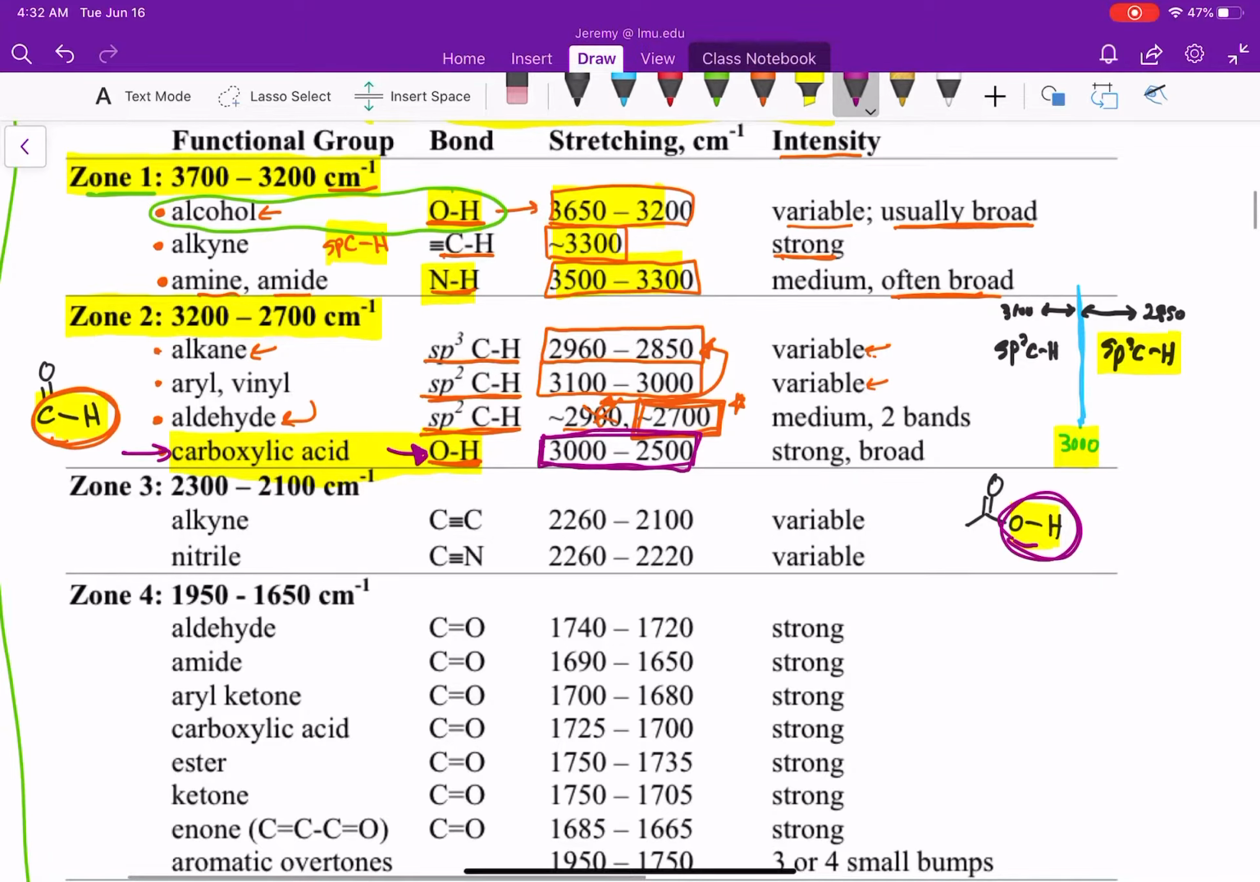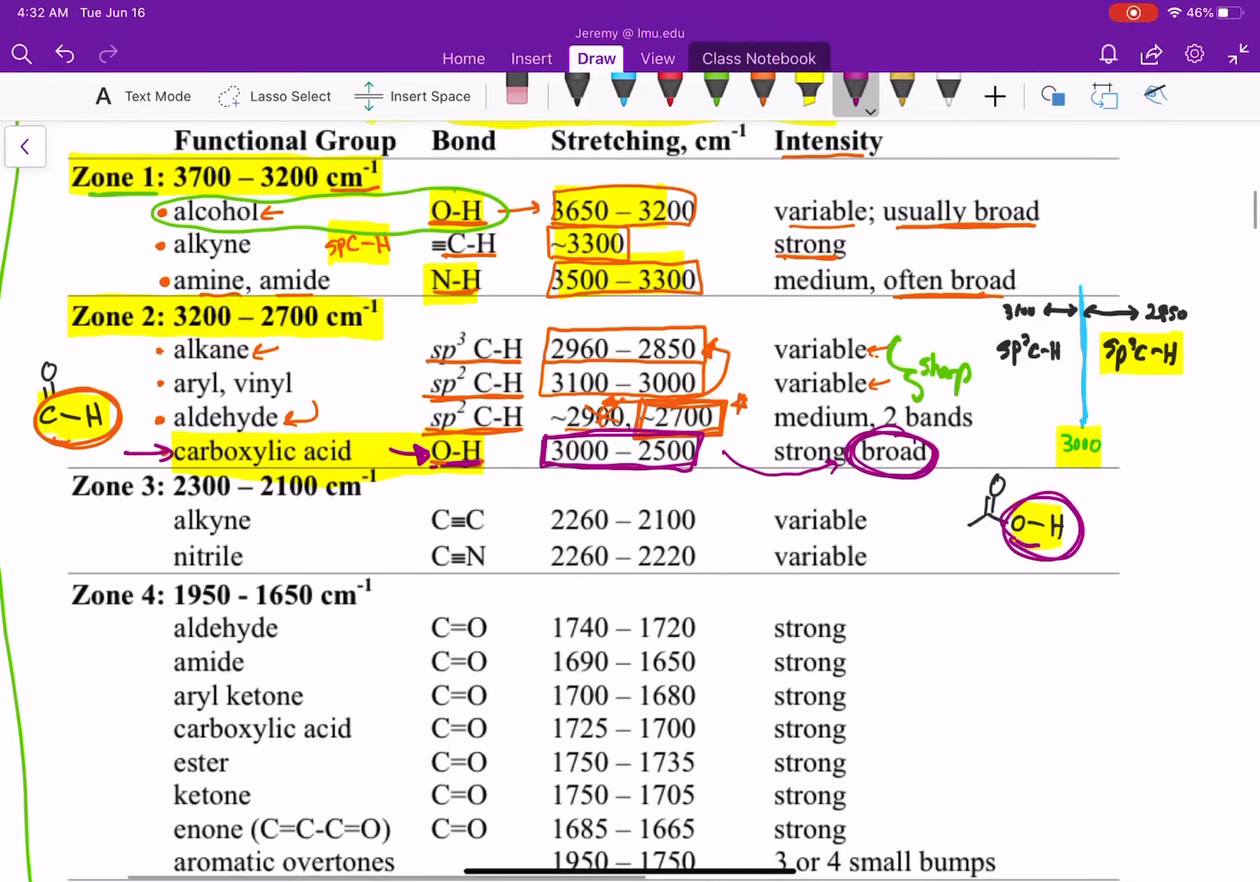Again, these overlap with some of these other peaks, but it's easy to identify the OH peaks because they are very, very broad. The other peaks we see are generally going to be sharp, very distinct peaks. But the OH of the carboxylic acid is going to be a broad peak.